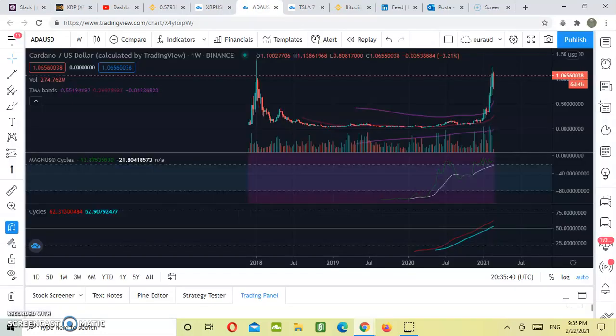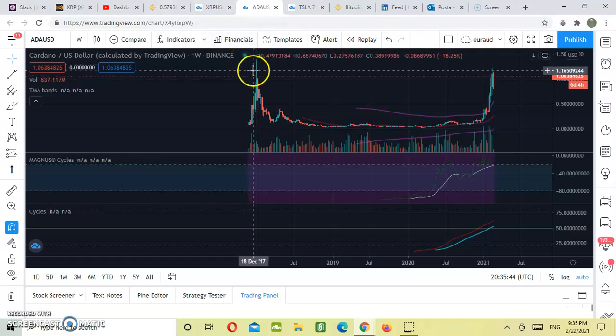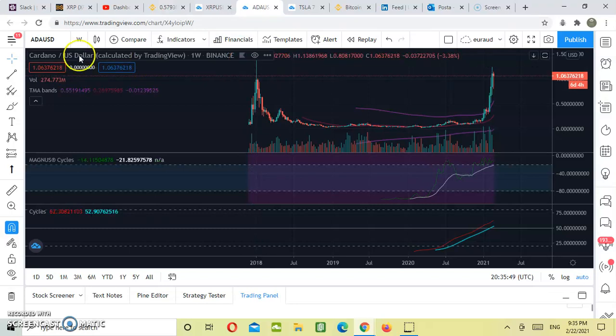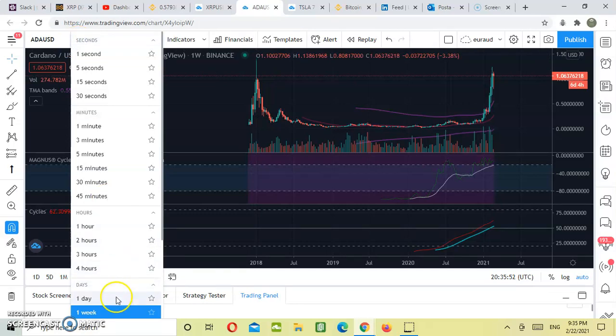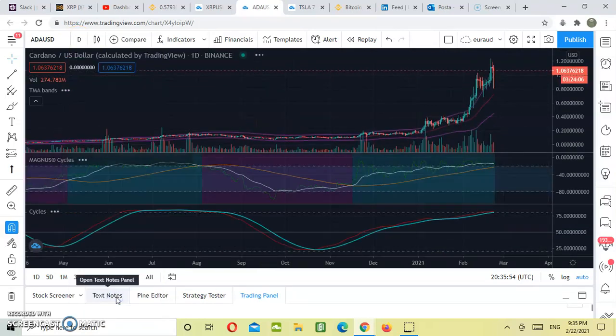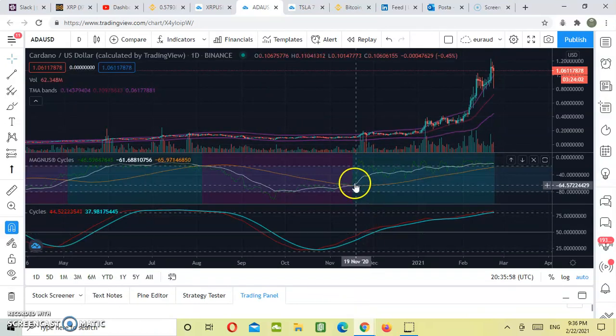Now let's move on and let's analyze Cardano. For Cardano, I've been clearly stating that we were going to hit and retest this area around 1.20 US dollar. So you can watch my previous videos and you will see that I was right and that I was predicting this movement.